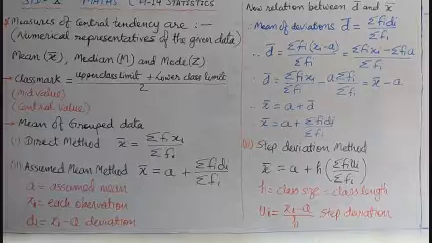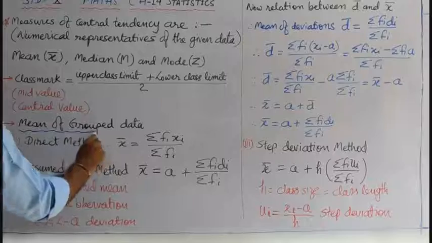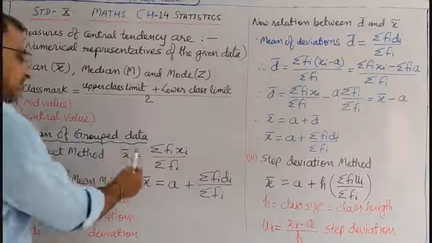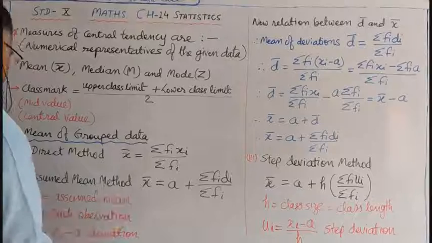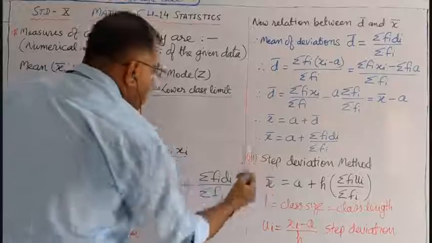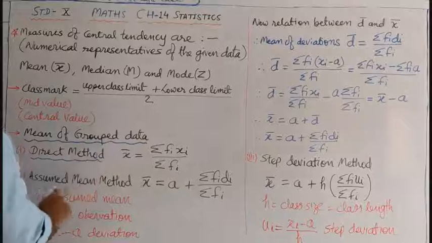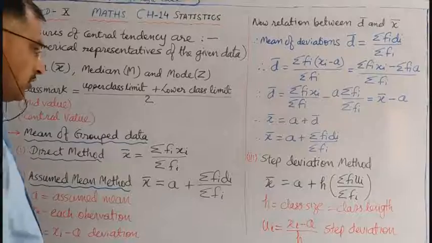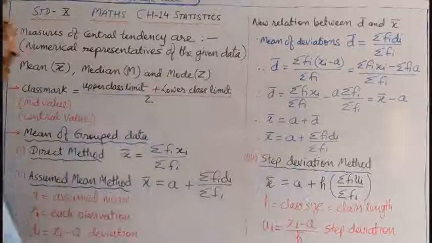Now today we are going to talk about mean of the grouped data only. Mode and median, we will discuss after mean. So let us go for mean of the grouped data. In this there are three methods: direct method, assumed mean method and step deviation method. Here we are going to talk about first of all direct method. Assumed mean method and direct method we can go for discrete data also, but step deviation we can go for only continuous frequency distribution.